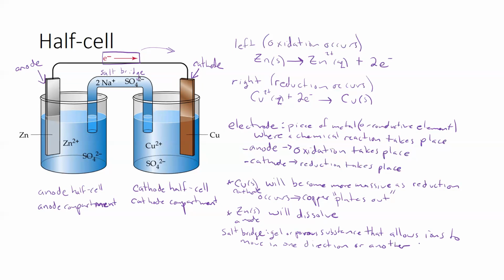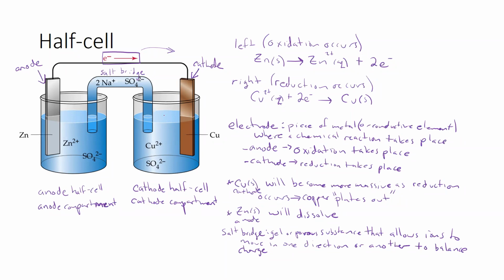And its purpose is to balance charge in these half reactions. Now, that salt bridge could be like a gel that allows for the flow of these ions. It could be a piece of paper, like a filter paper, that allows for a solution of ions to stay wet and move, but it's basically a porous substance that allows the ions to move. And so that's going to cause the charge to balance.